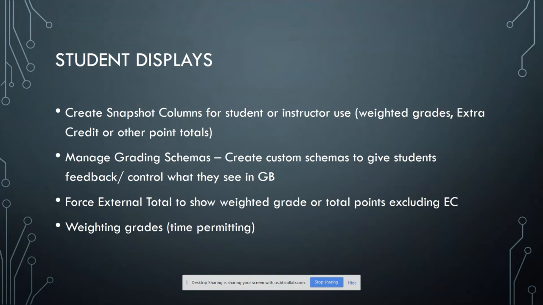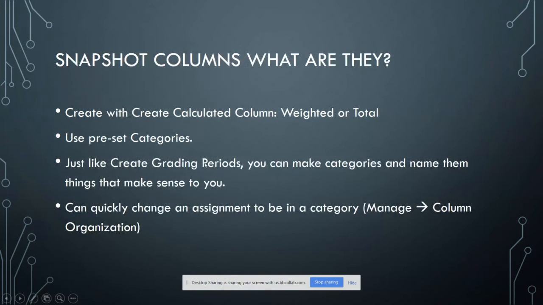And then finally, I want to show you how you force the external total display to show what you want to be shown outside of Blackboard. It won't really do very much with Starfish. I don't know where Starfish gets those grades that it shows, but at least it'll show in the dashboard of Blackboard, so students are seeing it whether they're looking at it there or looking at it in your course. And as I said, I'll talk a little bit about weighting grades, but I won't really go through showing those. So first of all, snapshot columns. Let me show you how this works.